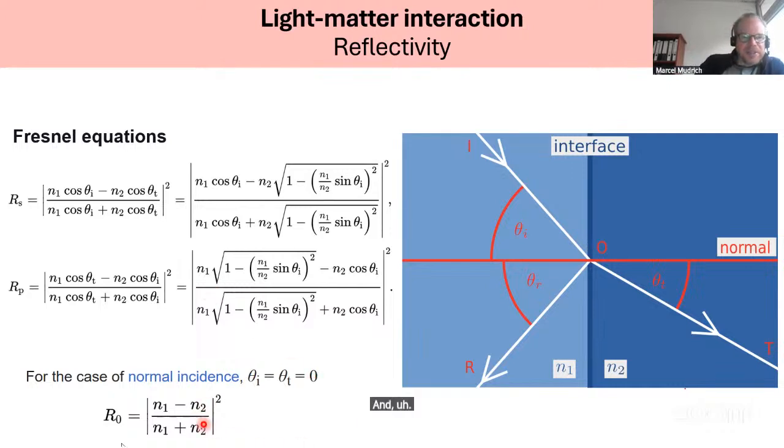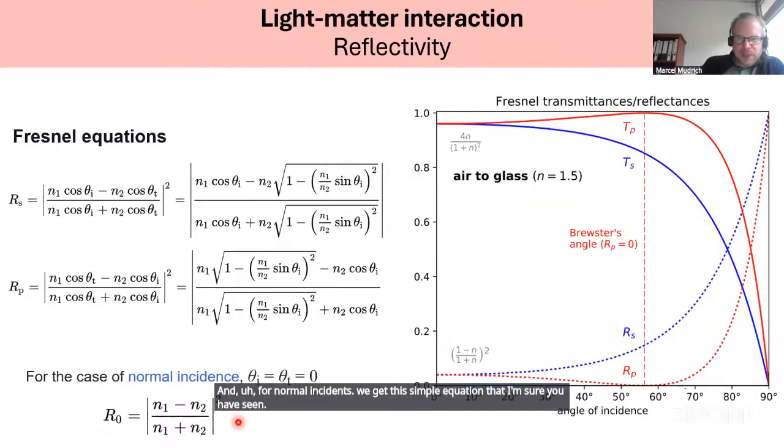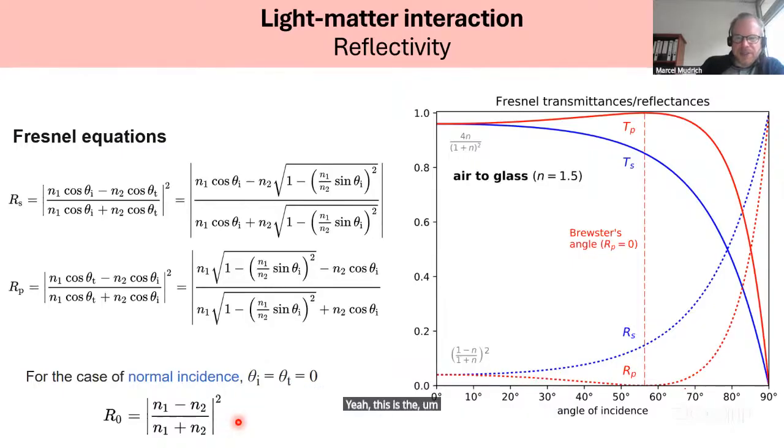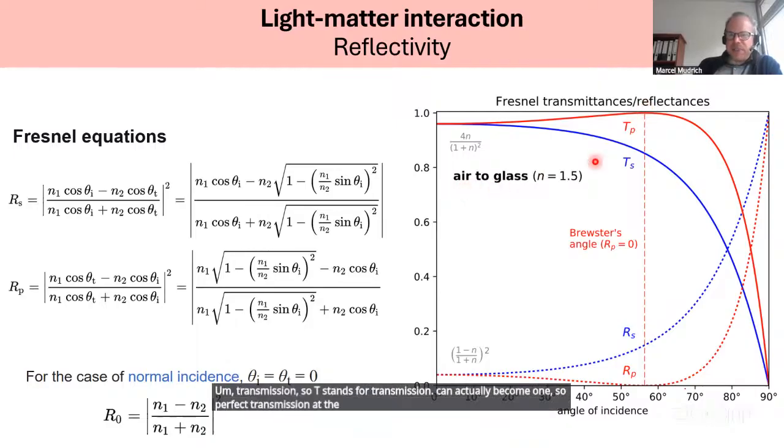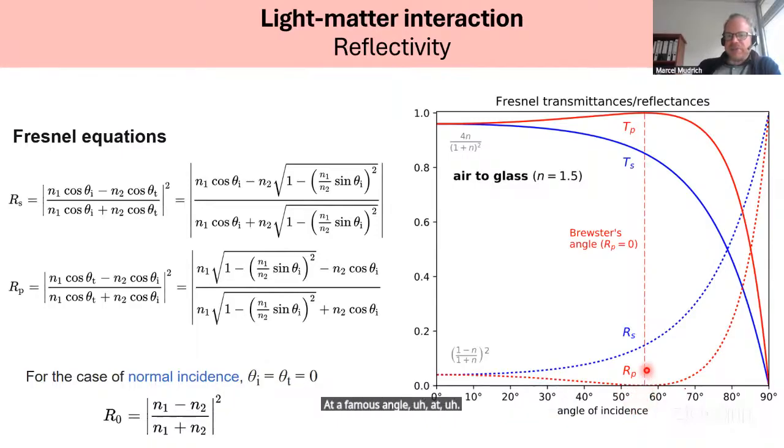And for normal incidence, we get this simple equation that I'm sure you have seen. These are the Fresnel equations, the reflectivities for two different polarizations, S and P polarized, for the interface glass to air. You can see, to remind you, that the transmission, so T stands for transmission, can actually become one. So perfect transmission at the interface between glass and air at a famous angle of roughly 56 degrees.